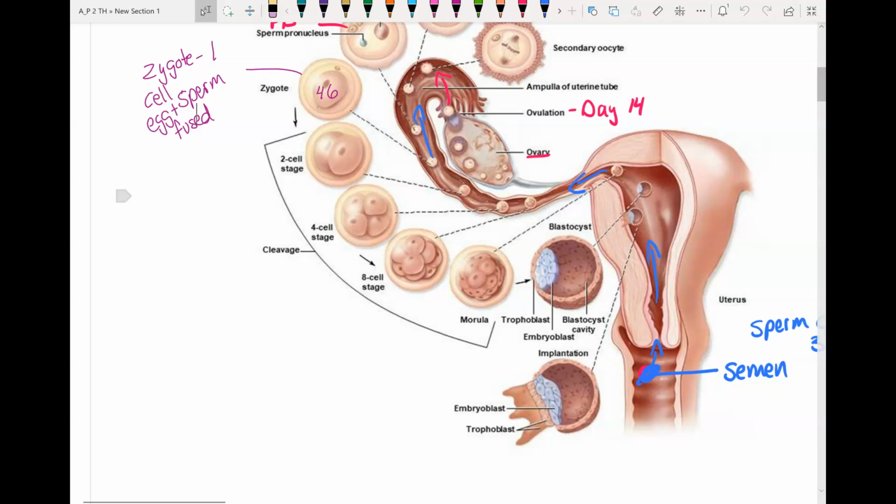And this is a special type of cell division called cleavage. So you can notice the number of cells is increasing. You start with 1, then 2, then 4, then 8, and so on. So you double the number of cells. So now you do mitosis, and you make more cells.